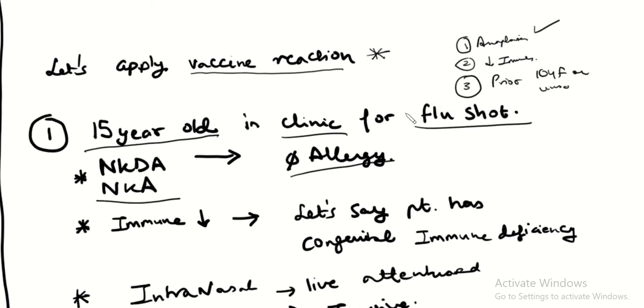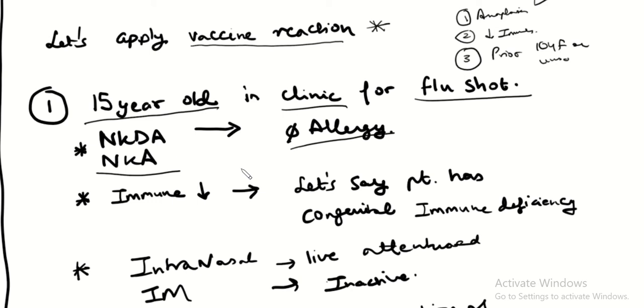Secondly, is their immunity low? So let's say the patient has congenital immune deficiency, right? Or she could be on chemotherapy, or she could be on biologics, or she could be pregnant. I don't know. But with either of those things, let's say she's got decreased immunity. Okay, let's take a look at the next thing.